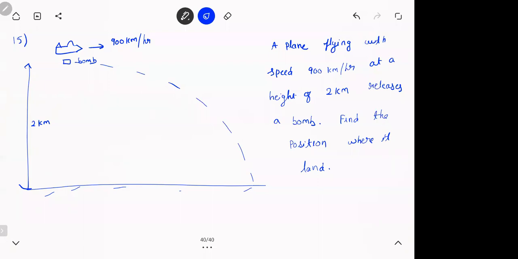Any doubt in the question, please ask me. One thing I'll tell you, make sure to convert everything into meters per second. You cannot use kilometers. Everything should be in SI units, that is meters per second. Now give it a try, I'll give it 2 minutes.